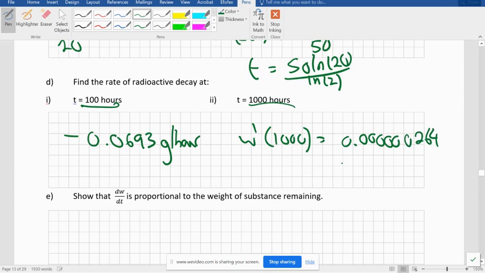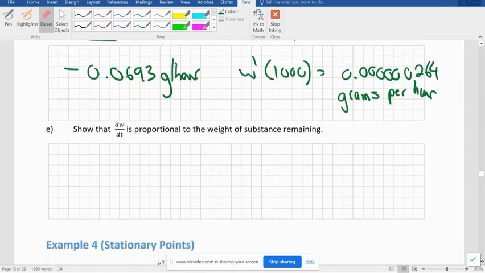Just realise that unless you're told otherwise, you have to write to 3 significant figures, which I know is silly, but it just means that you keep going along till you hit the first number, and then you count 3 numbers. So there's the first number, 1, 2, 3. Okay, so that's the rule in Methods. That's what they decided to do a while back.